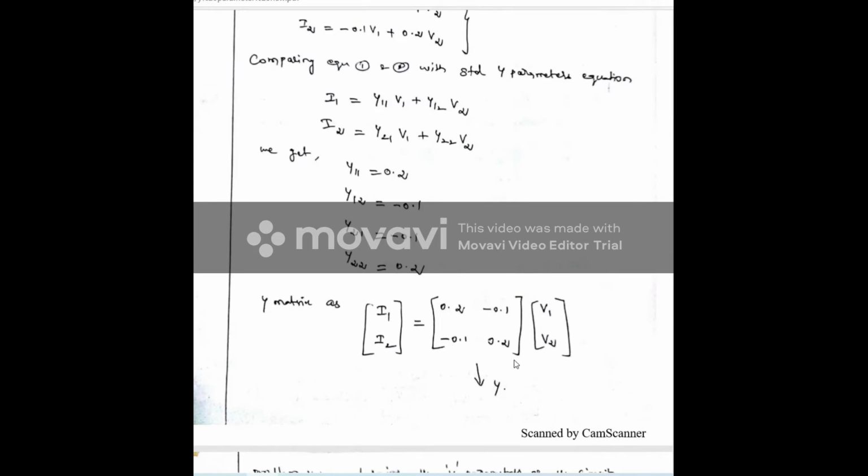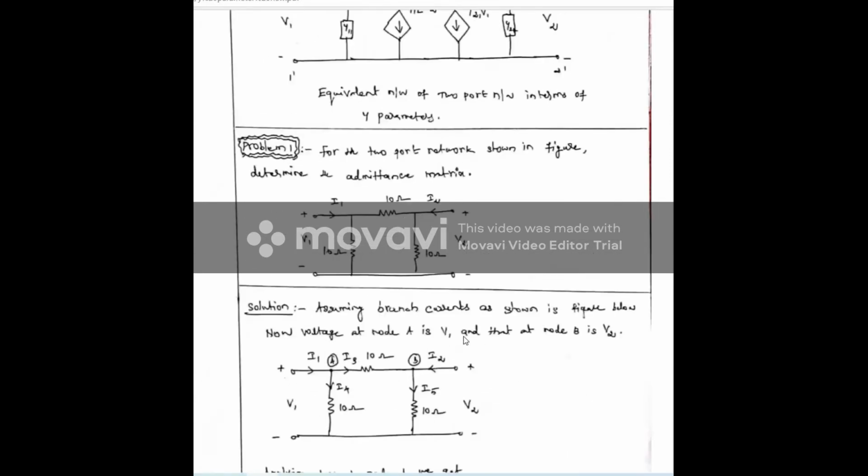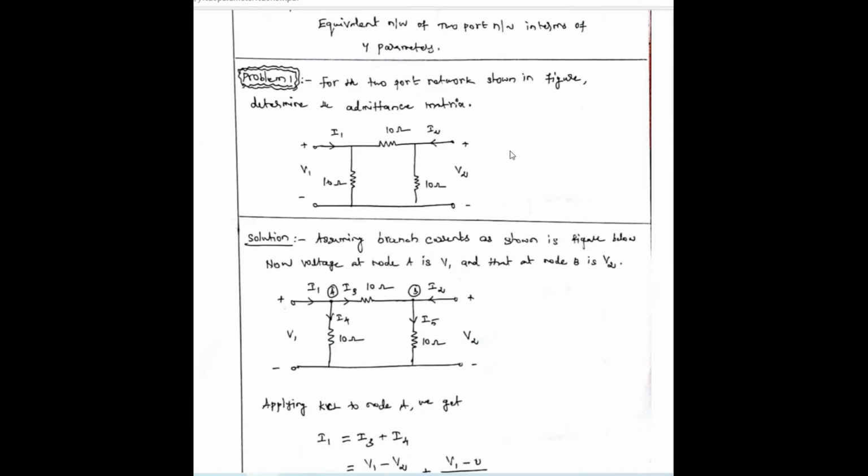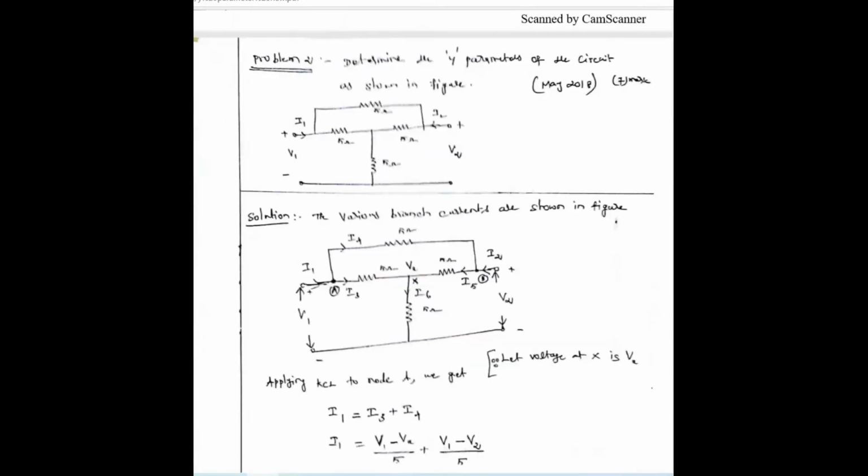So from this, we can write the Y matrix as 0.2, that is Y11, then Y12, Y21 and Y22. So this is the answer for this problem. This problem is related to the admittance matrix, that is the Y parameter. Admittance parameter means the Y parameter. So we will see one more problem.